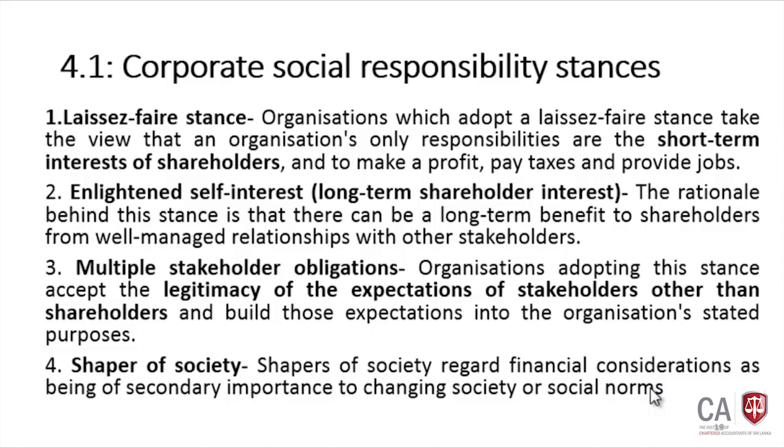Then the fourth one is shape of society. That is the best level you can have as an organization. Here, number one is given to the society. Our main objective is to satisfy society's requirements. Financial consideration will come second. At the best level you can go, no?